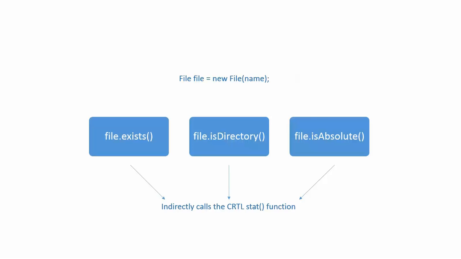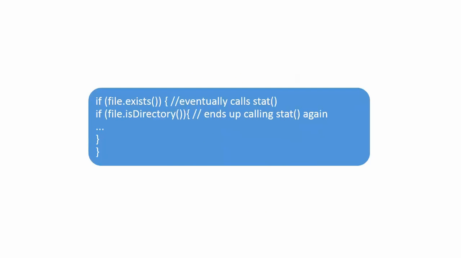A typical code sequence is as shown here. These file methods end up calling stat, and when you have a number of these calls repeatedly being used in your program to monitor the status of the same file or the same set of files, then it can cause a considerable performance overhead. So stat calls are roughly 20 to 50 times slower on OpenVMS than on Unix.